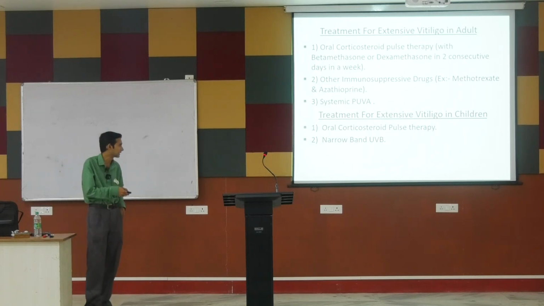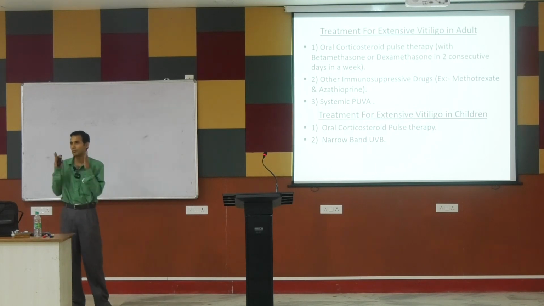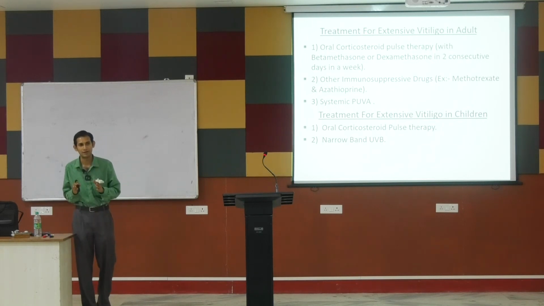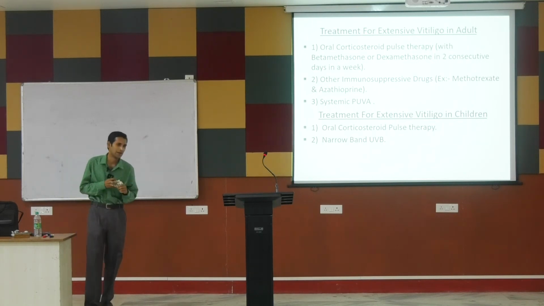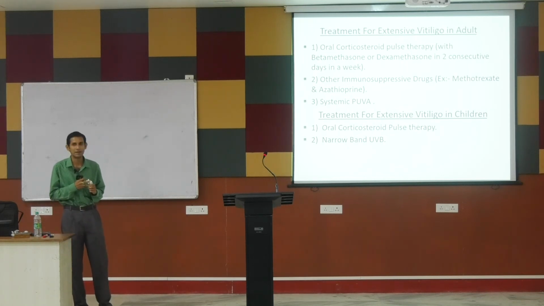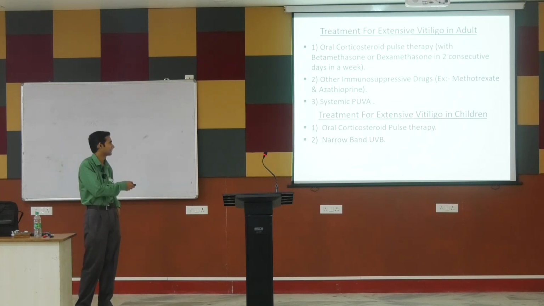And now coming to the systemic PUVA therapy. Systemic PUVA therapy is also done for extensive disease, but the vitiligo must be stable. It is usually done for stable vitiligo, and the age of the child should be more than 12 years. Now coming to the treatment of extensive vitiligo in children.